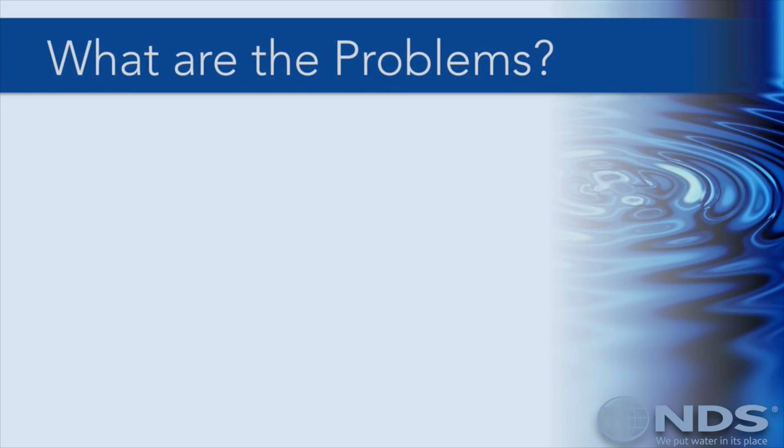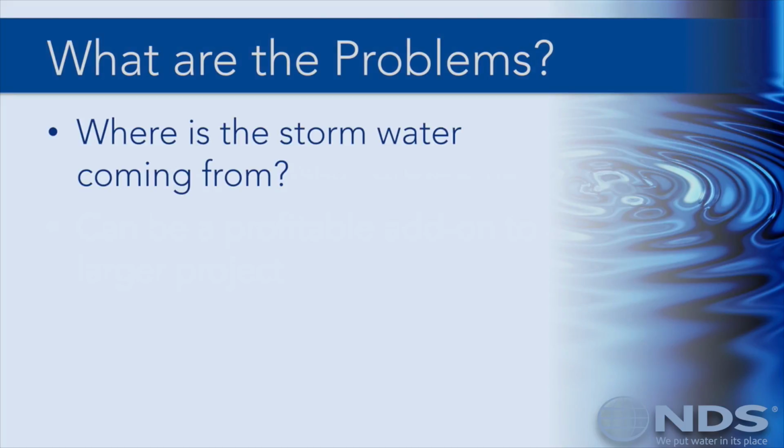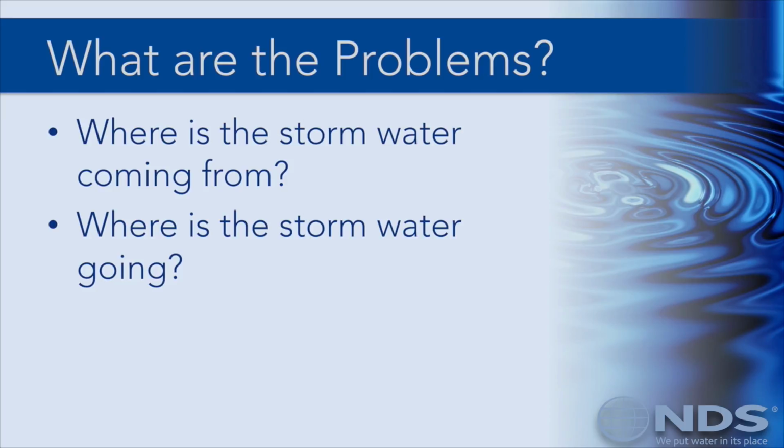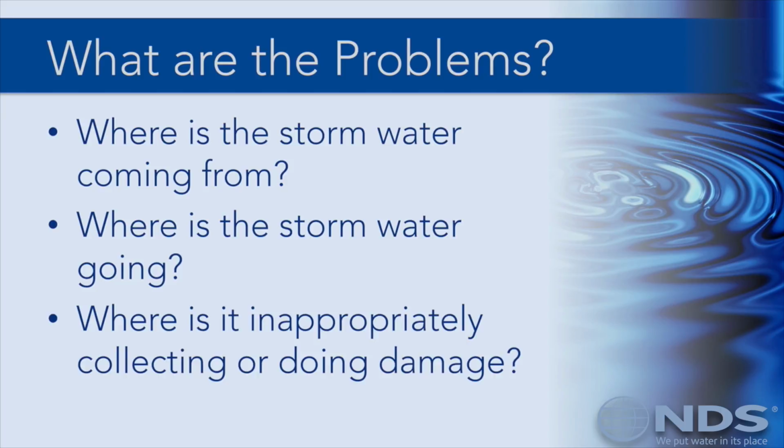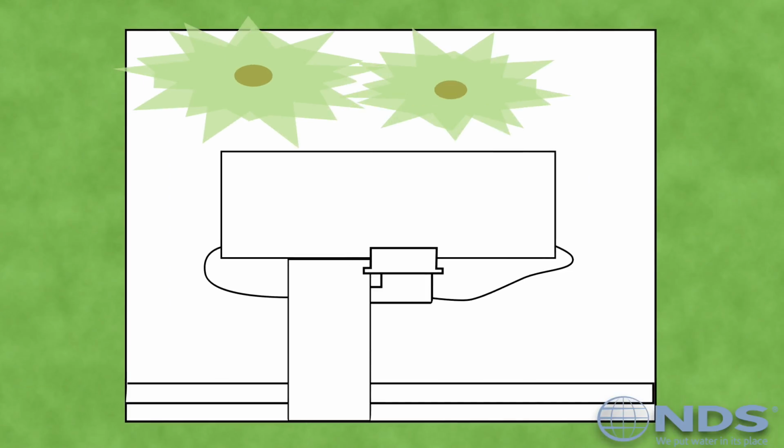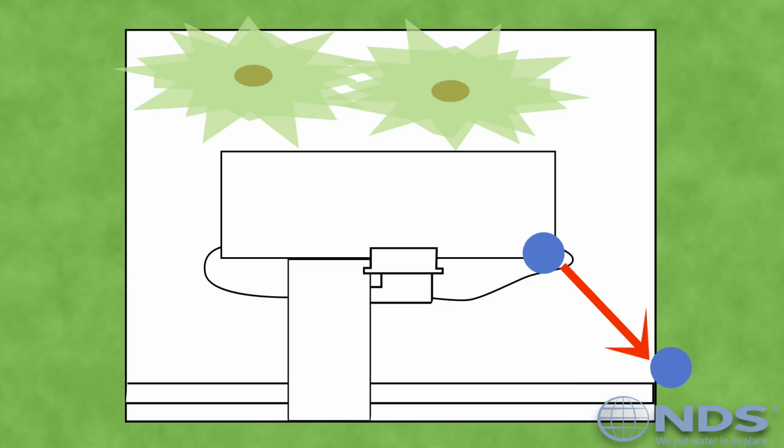There are three main questions to ask when assessing a site for drainage problems. Number 1, where's the stormwater coming from? Number 2, where's the stormwater going? And number 3, where is it inappropriately collecting or doing damage? The goal of a drainage system is to move runoff from the source to the discharge point, directing it away from places where it sits or does damage.